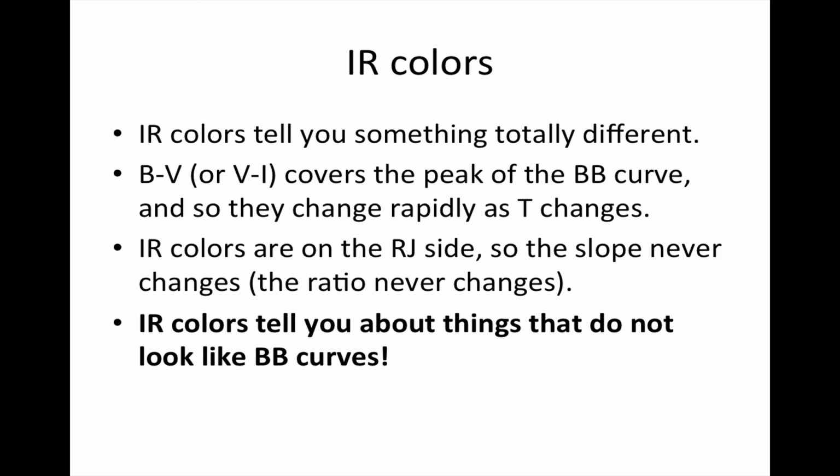So again, just to wrap it up a little bit, infrared colors are going to tell you something totally different than the optical colors. Because B minus V, or for that matter V minus I, or a lot of other color combinations, cover the peak of the blackbody curve, and so they change rapidly when temperature changes. But because the IR colors are pretty much all on the Rayleigh-Jeans side, except for very, very cool stars, the slope is never going to change. So the ratio of IR fluxes or the IR colors are never going to change. So the IR colors are going to tell you about things that don't look like blackbody curves. And that's good because young stars don't look like blackbody curves.